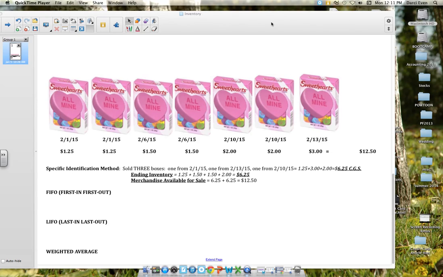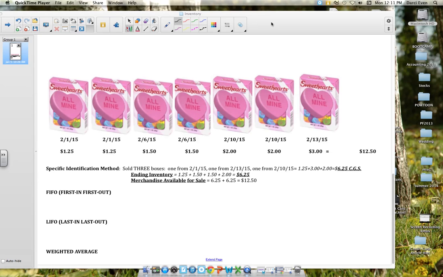Sorry about that. This is a test to practice how we're going to do the different inventory methods. And the first one we're going to look at is called the specific identification method. And with this method, they will tell you exactly what they sold.